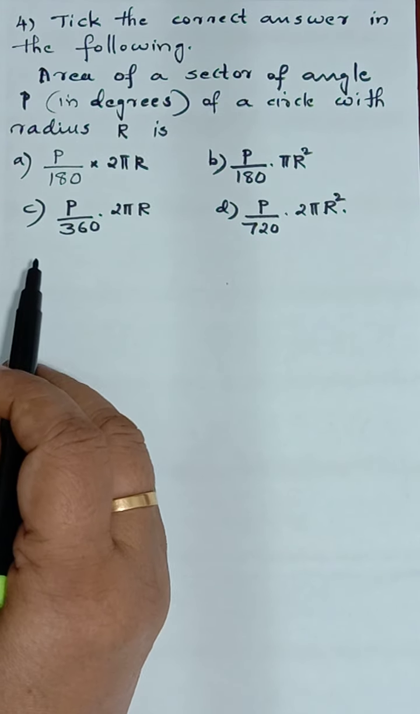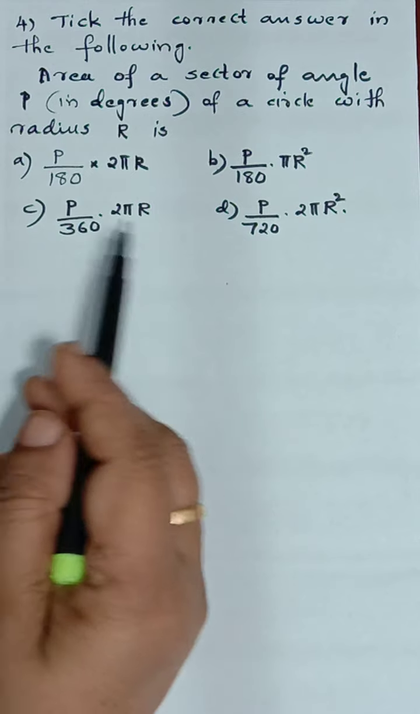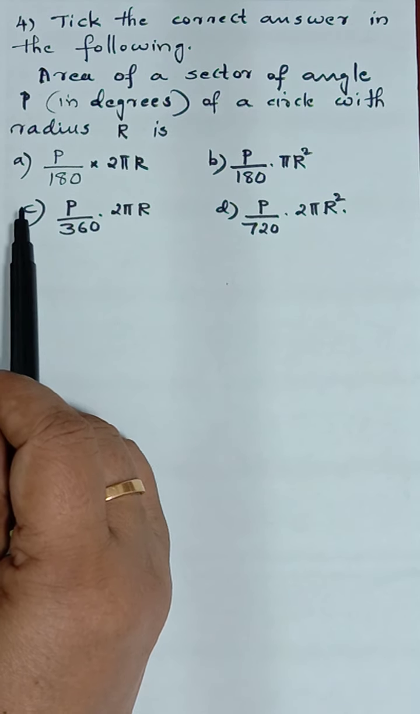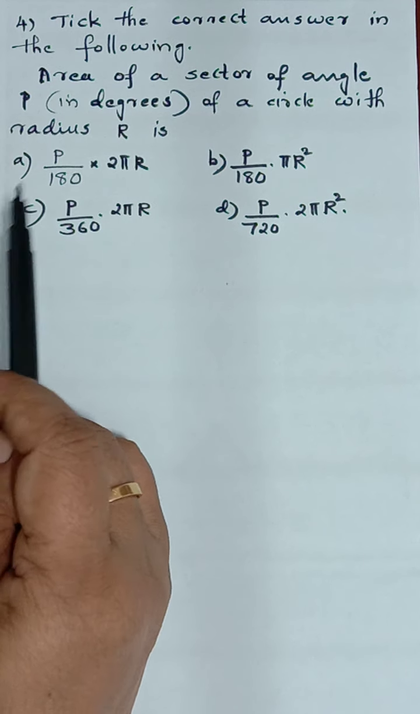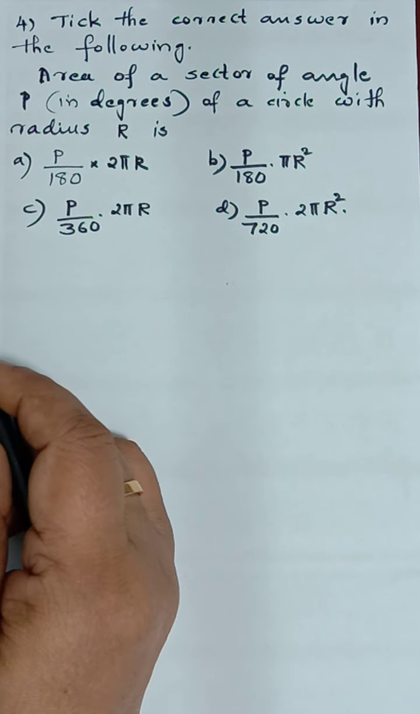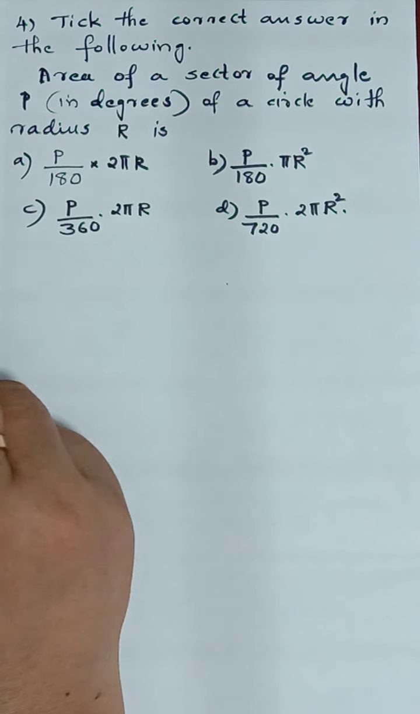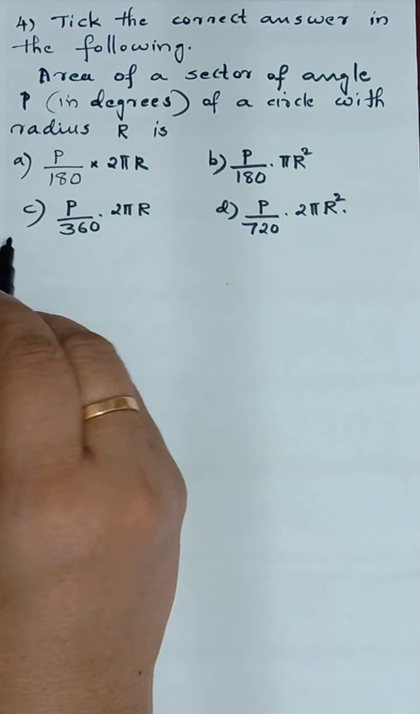This question is also from the textbook. Take the correct answer in the following: area of sector of angle P. The angle is given as P instead of theta, in degrees, of a circle with radius R, capital letter R. So we have to find out the area of the sector.